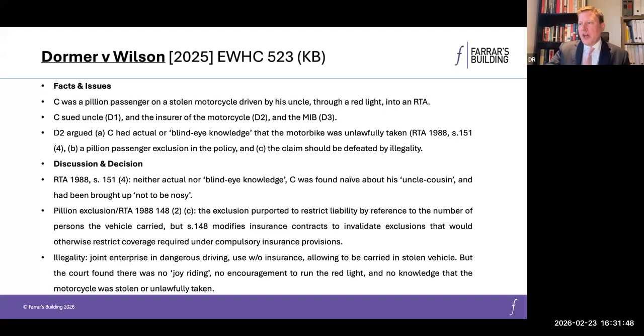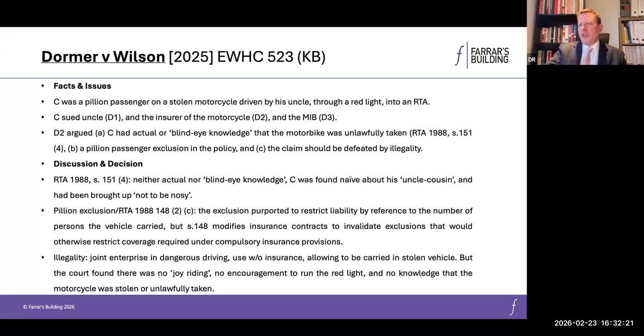The claimant is, unsurprisingly, a pillion passenger on a stolen motorcycle. The motorcycle's being driven by his uncle. Both of them, the claimant and his uncle, are in their young teens. His uncle is, in fact, only 1 year older than the claimant. The motorcycle driven by the uncle runs a red light, and the claimant sustains some serious injuries and brings a claim against his uncle. But of course, his uncle was uninsured and of no financial means.